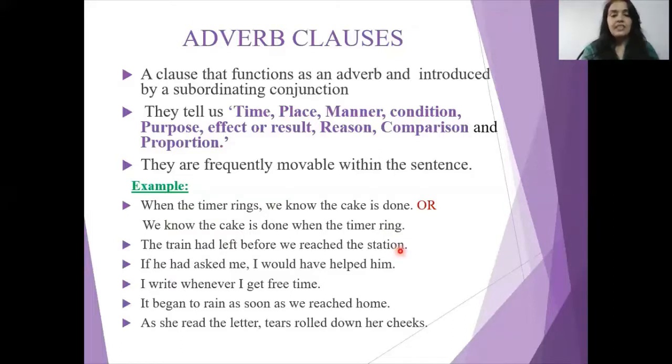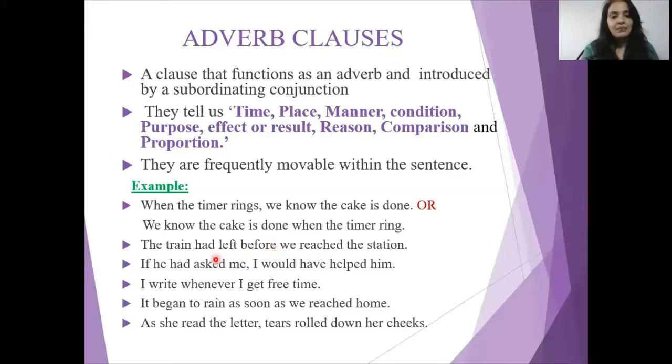The train had left before we reached the station. You can judge your tense also here. Had left is past perfect tense. The train had left before we reached the station. But how will we judge that this is an adverb clause? The word before is here. The train had left is the principal clause. Before we reached the station is the dependent clause. How will we judge this is an adverb clause? The word before will help us, because it shows time.